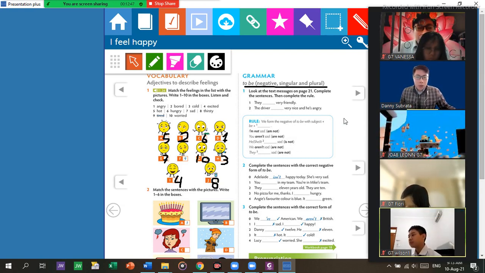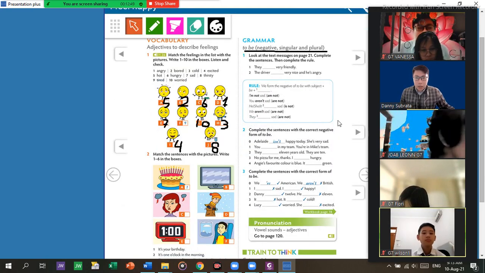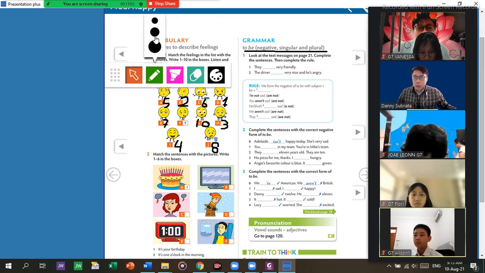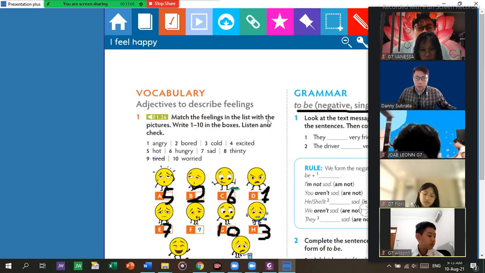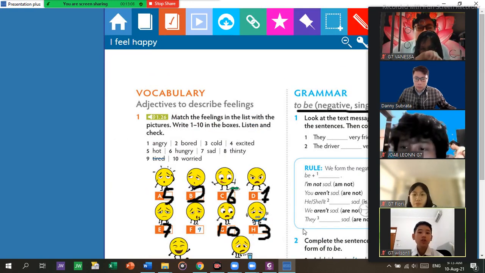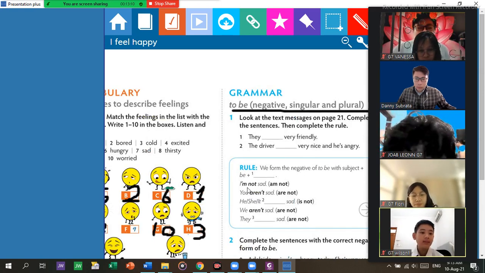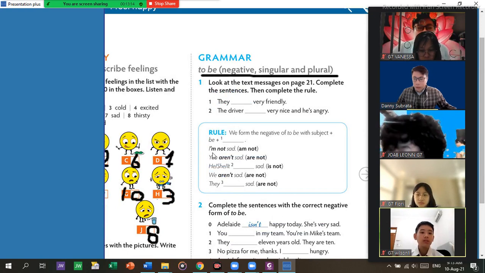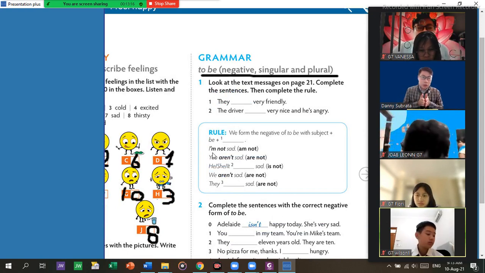Okay, now we are talking about grammar again, okay? A little bit more. So, I already told you about grammar before, about the negative, singular, and plural to be's. But in here, we're going to talk about the abbreviation or singkatan.